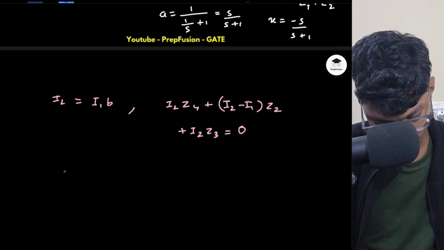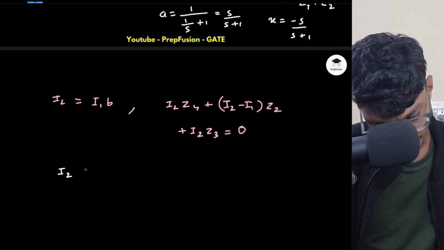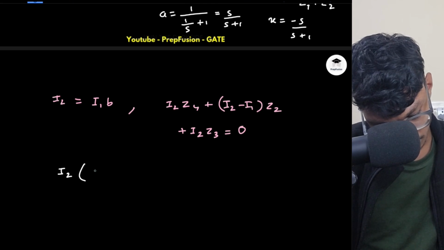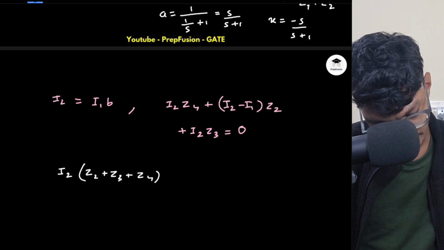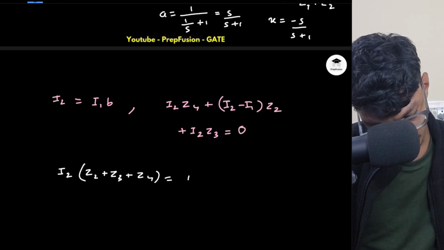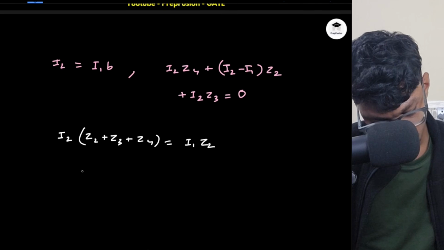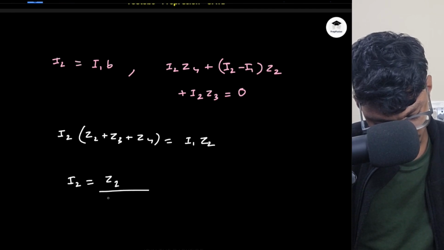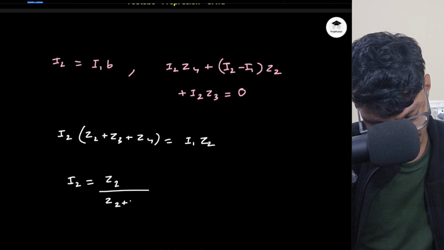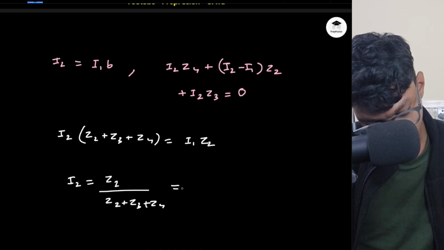So I2 times (Z2 plus Z3 plus Z4) is equal to I1 into Z2. So ultimately my I2 over I1 is equal to Z2 divided by (Z2 plus Z3 plus Z4). So this is equal to my B, right?